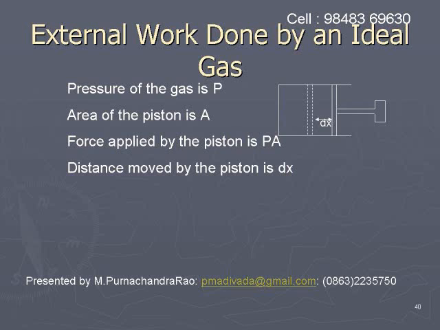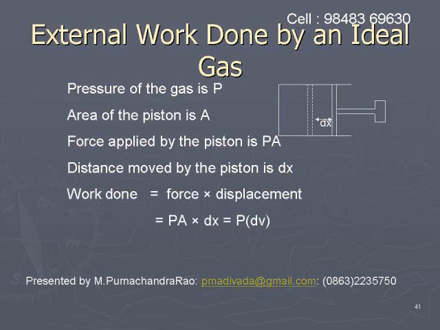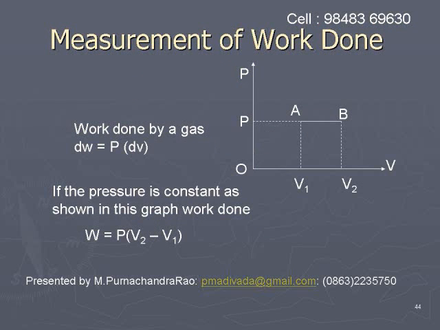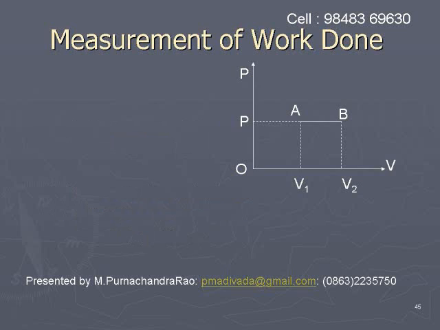The distance moved by the piston is dx. So work done is equal to force into displacement, PA into dx. But A dx is dV, the change in volume. So work done becomes equal to P dV. Work done by the gas is given by P dV.